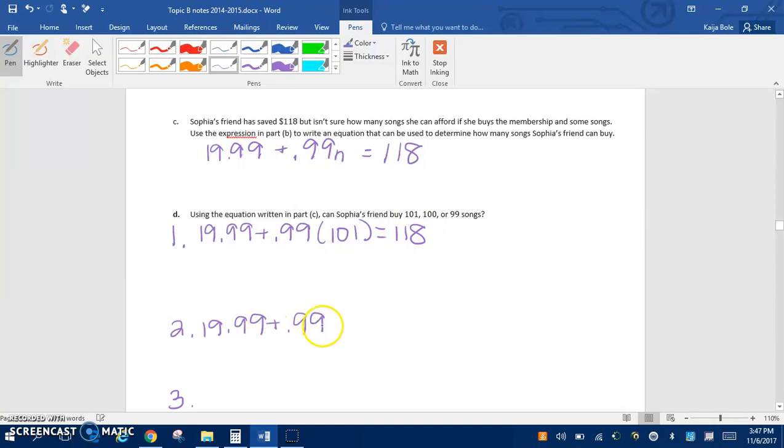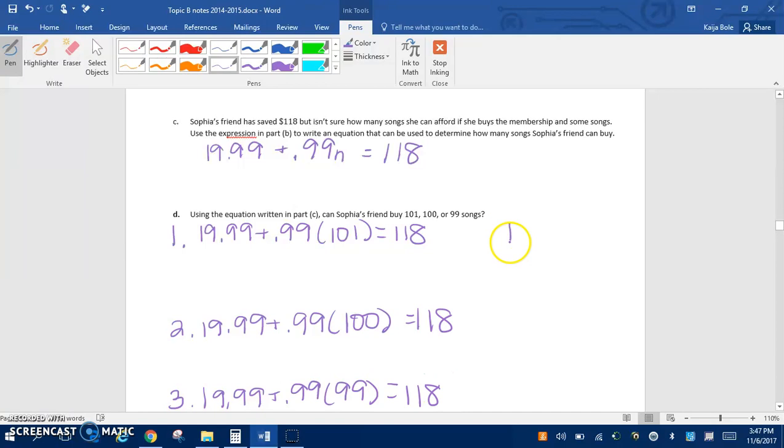So for the second one, we'd be plugging in 100. See if that equals 118. And the third one, you would be plugging in 99 to see if that equals 118. So I want you to try on your own and see how many songs she can buy. And then we'll go over that in class all together tomorrow. Alright, so try those 3 on your own, and then you will be good to go for this lesson.